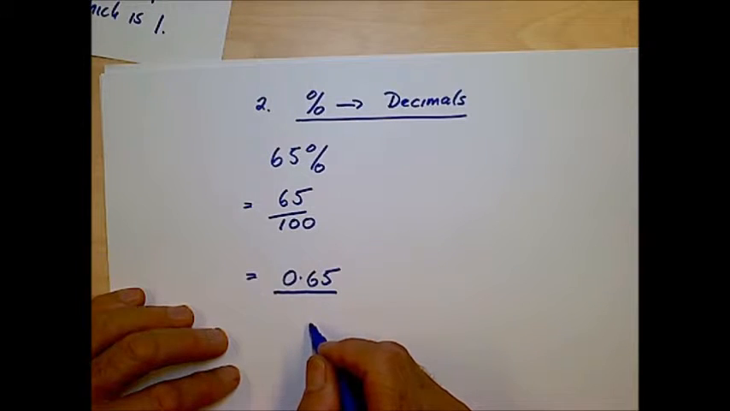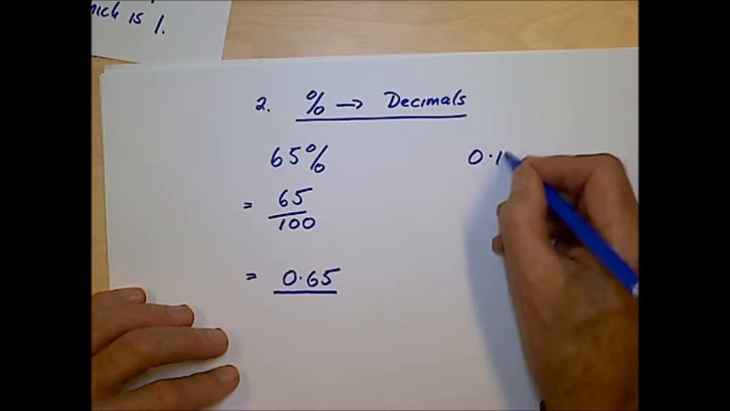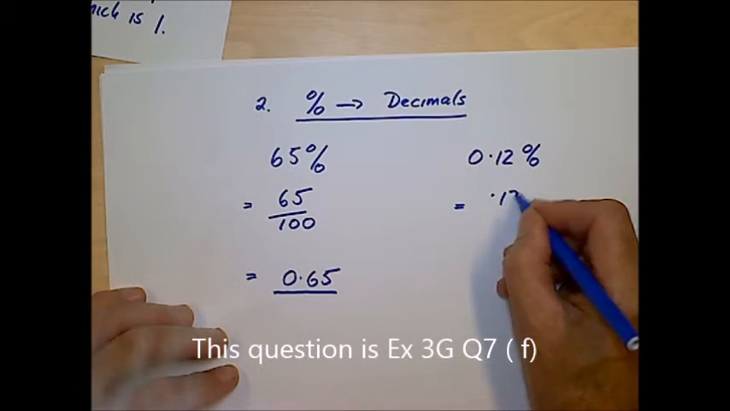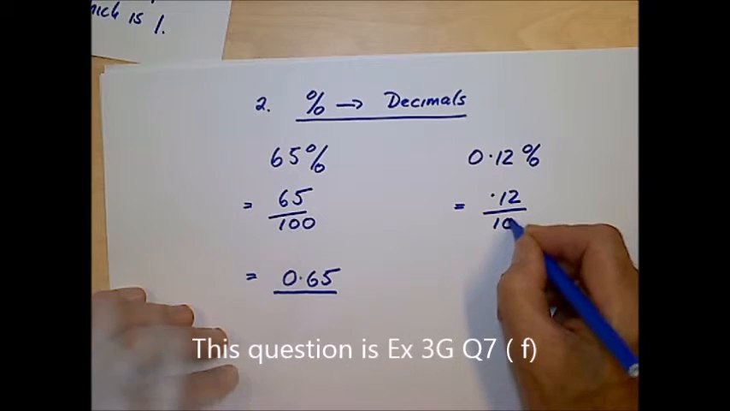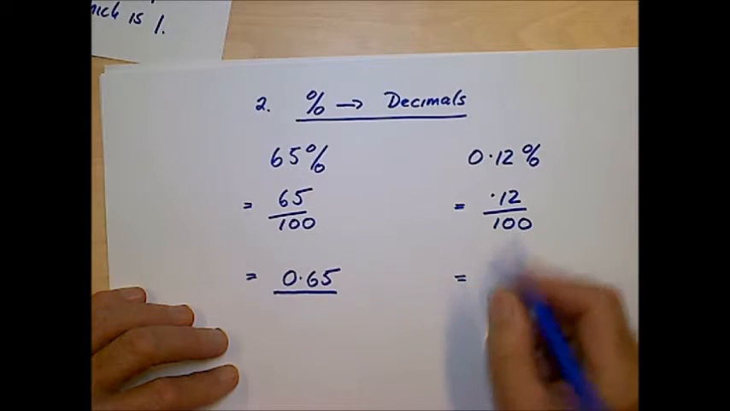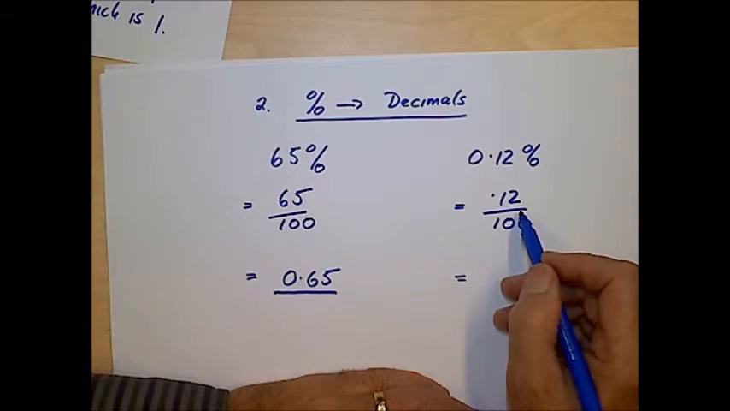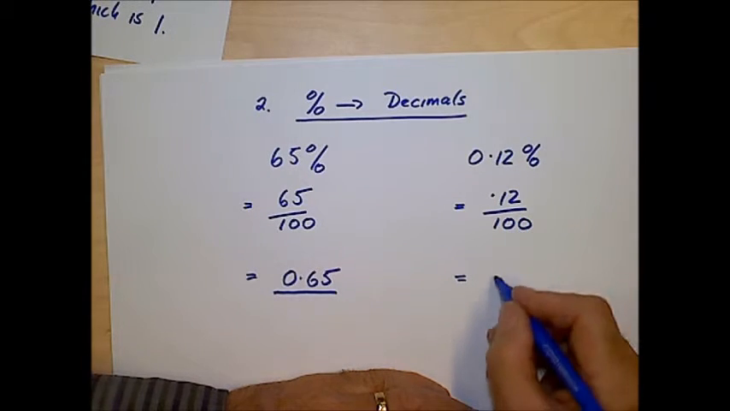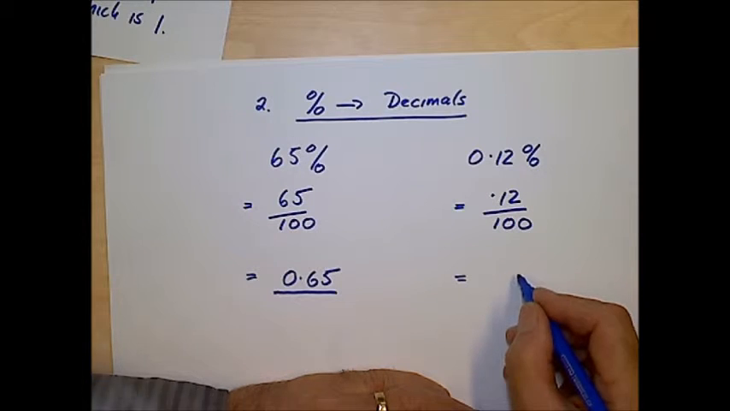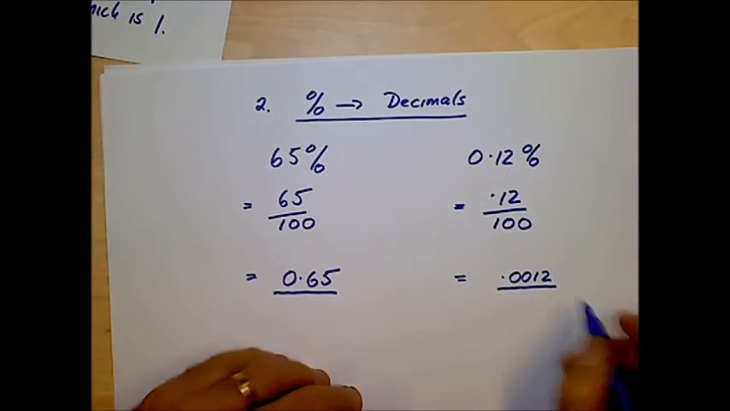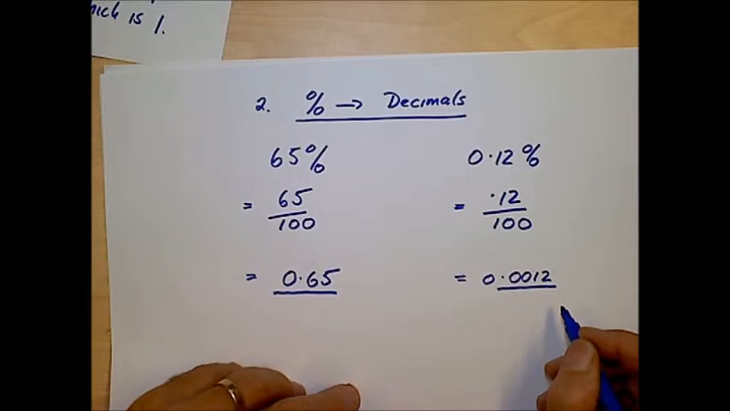If we had a more difficult one, like for example 0.12%, we know that that's going to be equal to 0.12 over 100, because the percentage sign just means over 100. Now here, in order to make this a decimal, we're simply going to move the decimal point 2 places to the left, so it's got to move another 2 places. So it would be 1, 2, move it once, move it twice. The answer is going to be 0.0012.